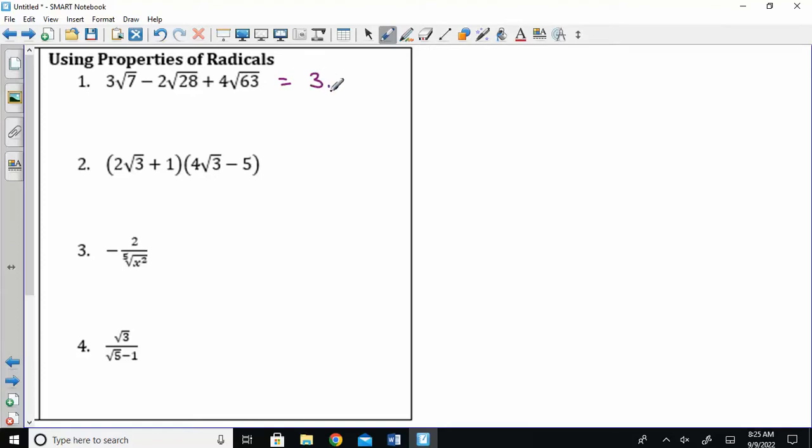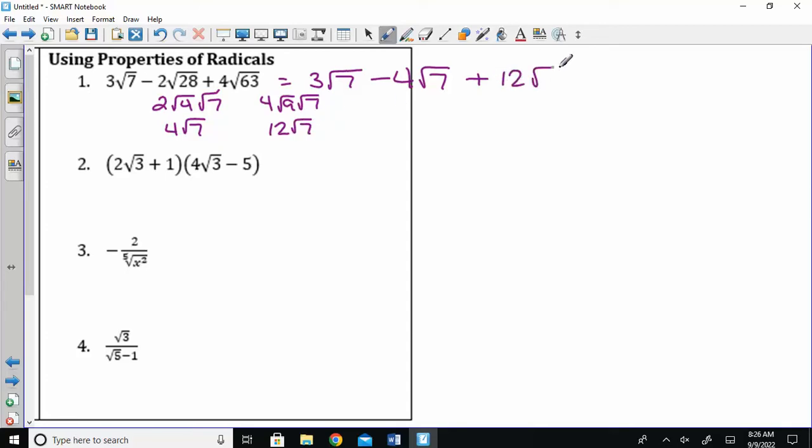So we start by breaking these down. I cannot break down the square root of 7. Okay, this one. 28, I could break into 4 and 7. Square root of 4 is 2, times the 2 that's already there gives me a 4 radical 7. So the 4 radical 63, 9 times 7. Square root of 9 is 3 times the 4 that was already out in front. So we get a 12 radical 7.